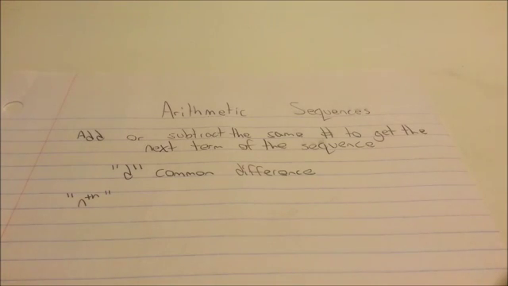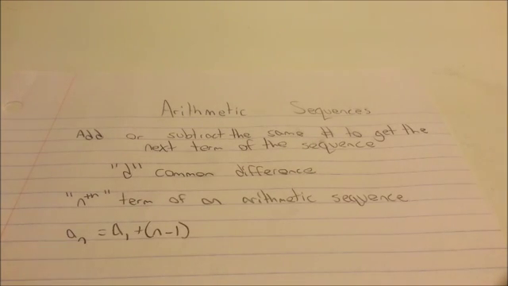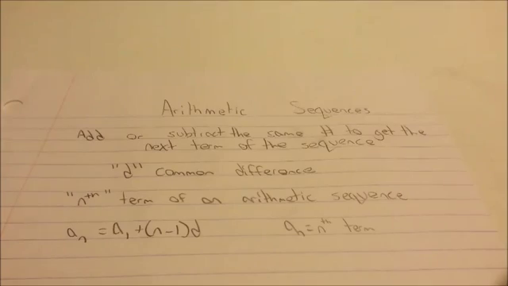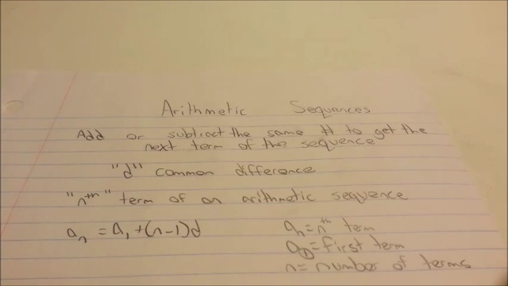This means you use a simple formula: a sub n equals a sub 1 plus n minus 1 times d. What does all of that mean? a sub n just means the nth term, which is what you're looking for. a sub 1 really just means the first term of this sequence, which makes sense because it has a subscript of 1. And n really just means the number of the term.